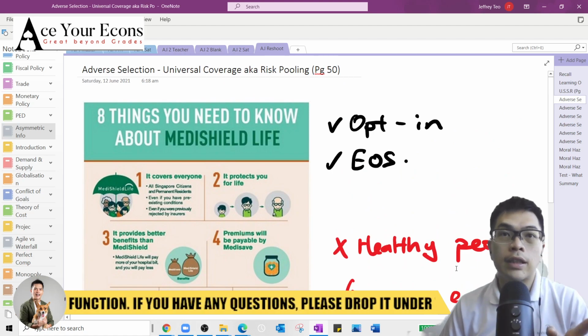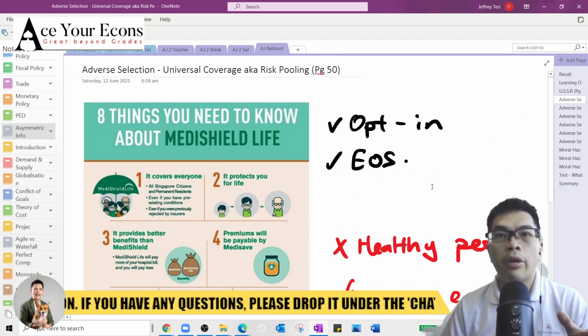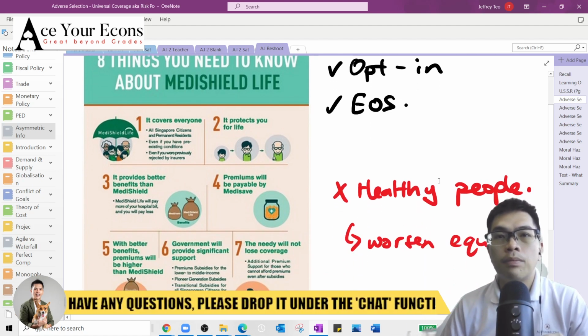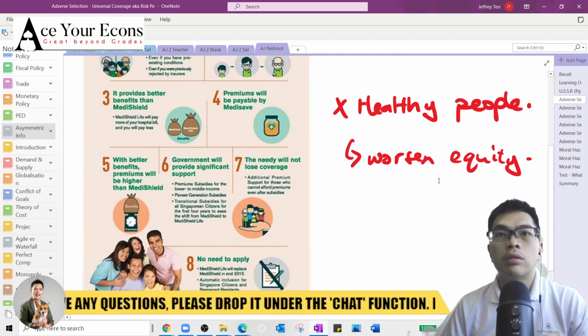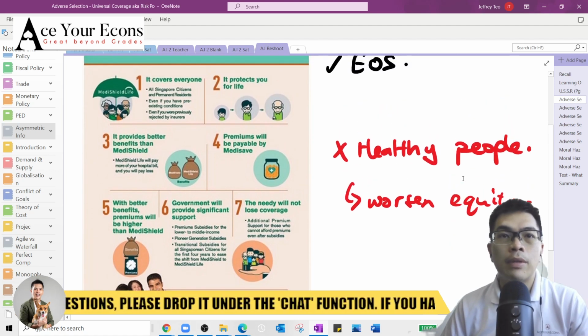So this is universal coverage, or what I call risk pooling. It is a government policy, implemented by the government. Clear? Yep. The private sector cannot implement this.